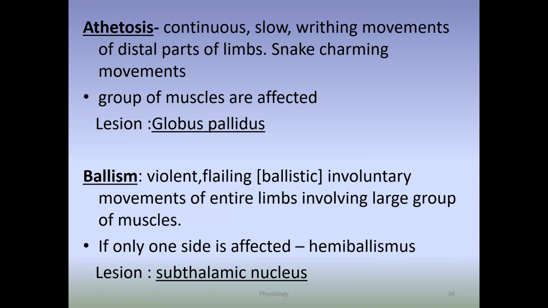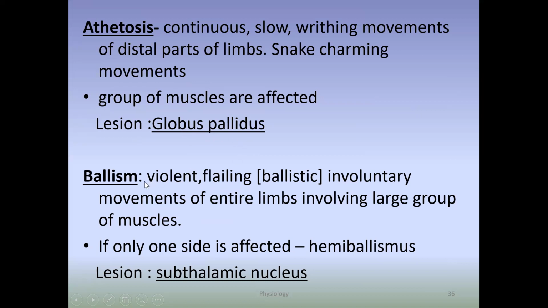Groups of muscles are affected, either flexor or extensor groups. This happens because of a lesion to the globus pallidus. Again, you may have an MCQ on this. Athetosis is because of damage to the basal ganglia. Which part of the basal ganglia? Your answer will be globus pallidus.